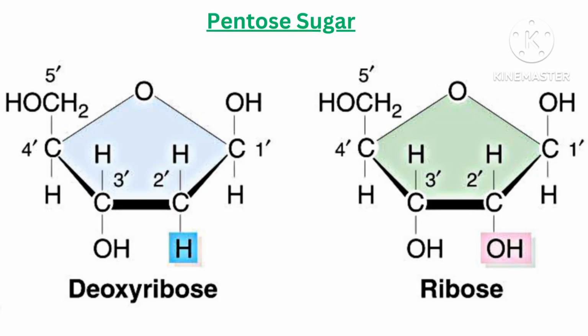2. Pentose sugar. The sugar component is a 5-carbon sugar. It differs between DNA and RNA. Deoxyribose in DNA lacks one oxygen atom at the second carbon. Ribose in RNA has a hydroxyl group at the second carbon.